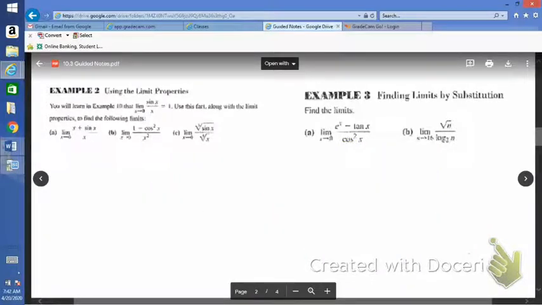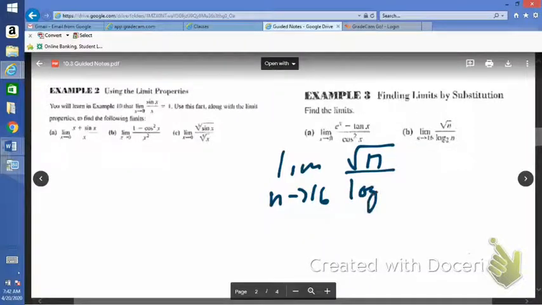Now for B, the limit as n approaches 16 of the square root of n over log base 2 of n. Alright, well, we can plug in 16 for n right away to find our limit because we're not going to get a denominator of 0.